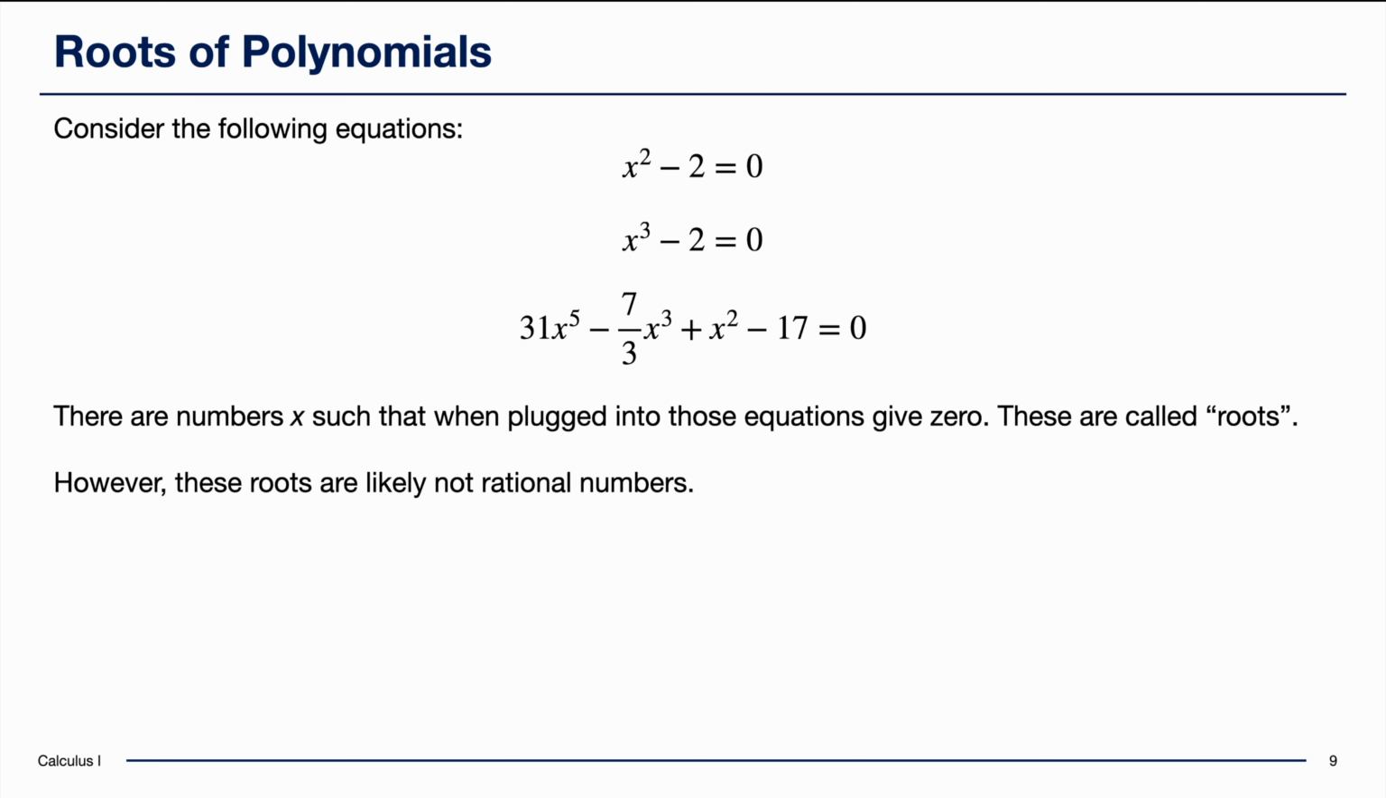However, these roots are likely not rational numbers. You can look at x squared minus 2, and if you put in the square root of 2, you'll get 0. However, the square root of 2 is not a rational number.